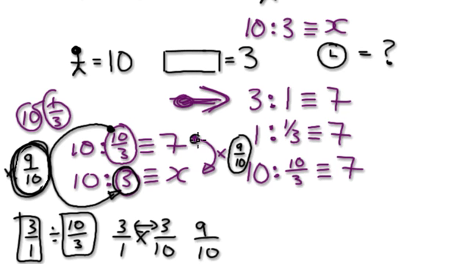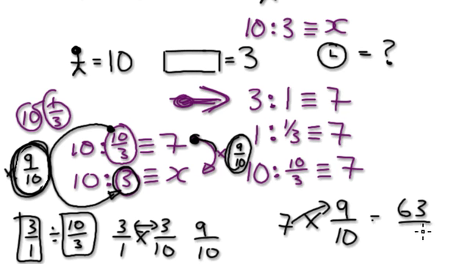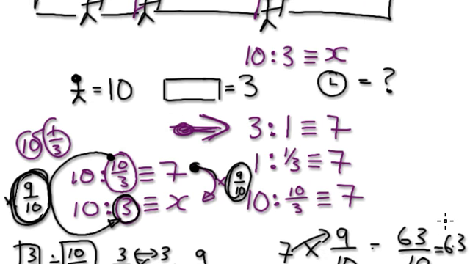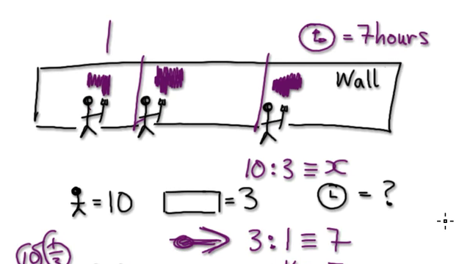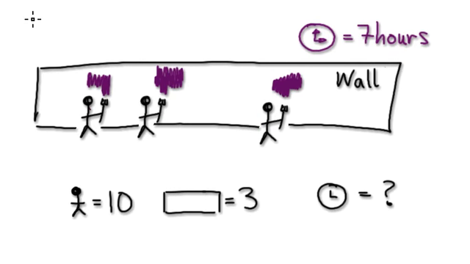If I want to know x, I would start here and then times my multiplier. So x is 7 times 9 over 10. Now this gets multiplied to the top, so it will be 63 over 10. That equals 6.3. So the answer is 6.3.